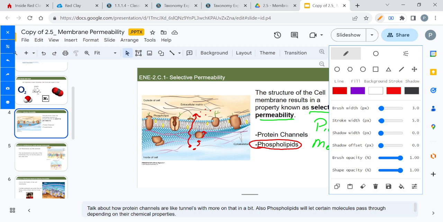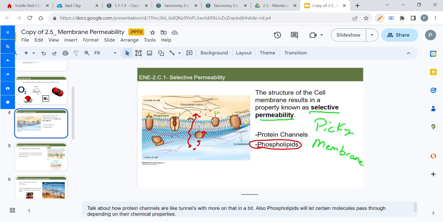The other option is, let's say we have a molecule that is too big. We have this big molecule right there, and it can't fit through the phospholipid bilayer. Instead, we're going to use a protein channel. As long as you have a protein channel for a specific molecule, and we'll talk about this later on, it has to be for a specific molecule.